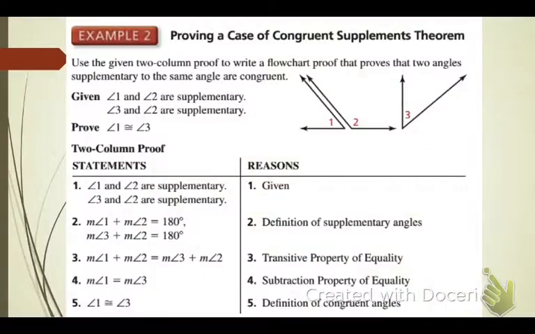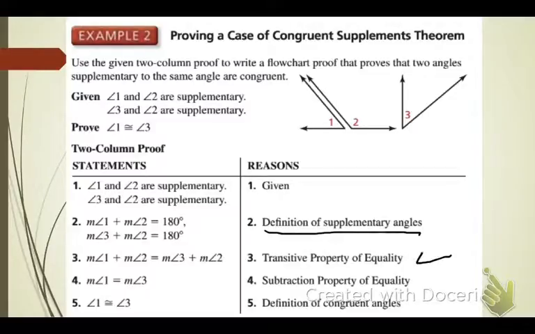Here's an example of a proof of the congruent supplements theorem. So, we are given angle 1 and 2 are supplementary, and also angles 2 and 3 are supplementary. We know that because they are supplementary angles, we can say that they add up to 180 degrees. That's the definition of supplementary angles. So, step 2, we can just write the measure of angle 1 plus the measure of angle 2, and the measure of angle 3 plus the measure of angle 2, add up to 180. That's our definition of supplementary angles.